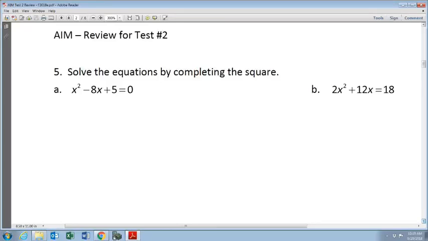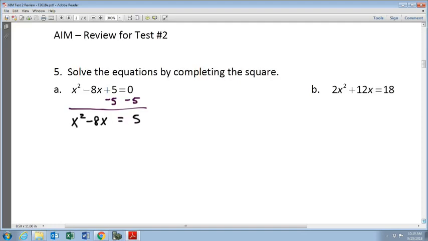Alright, on number 5, part A, we've got to solve by completing the square. So we know the first step is we've got to have the x squared and the x term on one side and anything else on the other. So we need to get rid of that negative 5, so we'll subtract 5 on both sides.